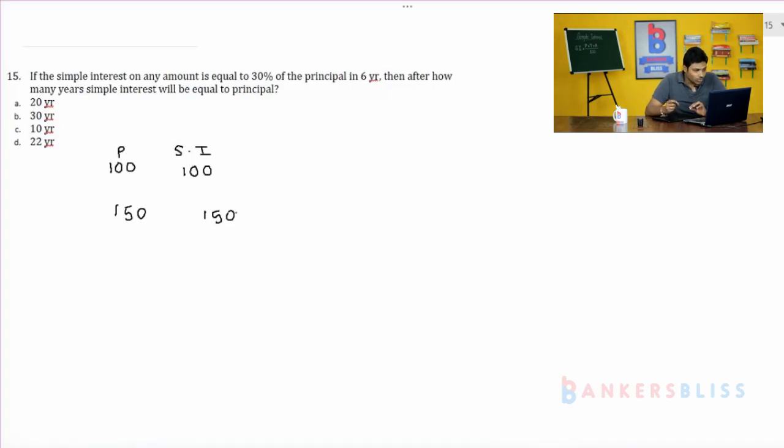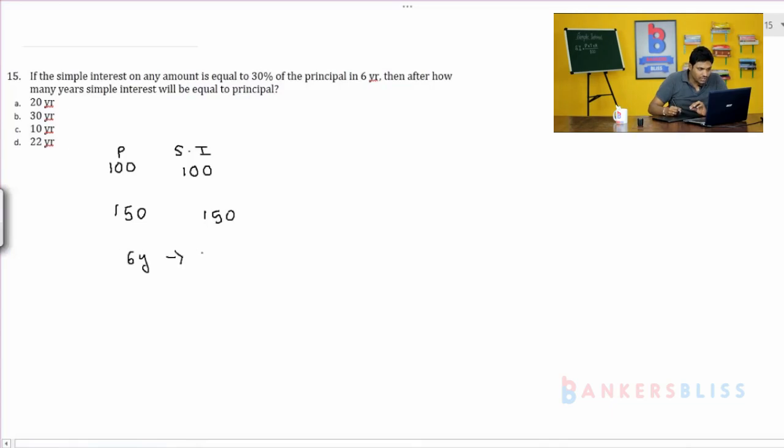Okay. So if the simple interest should be equal to the principal amount, it means you have to get 100% interest on the principal amount. For 6 years, you are getting 30% interest. Then for how many years will you get 100% interest? That is the thing.